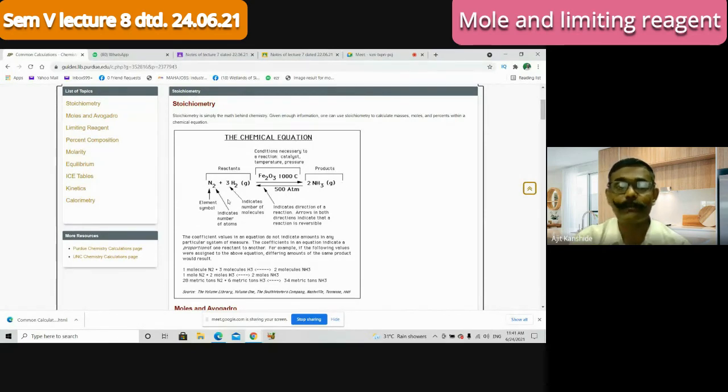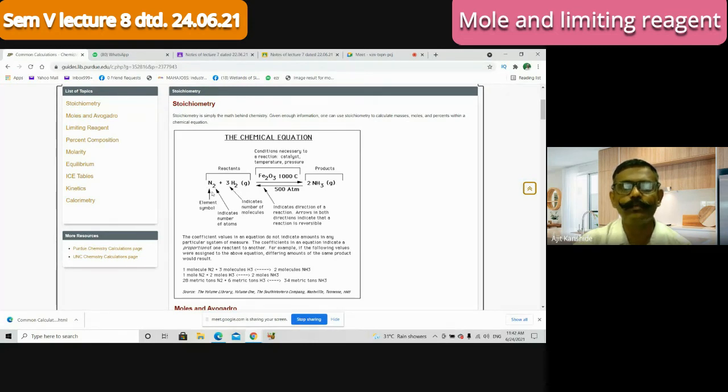If I have some weight of nitrogen, how much quantity of hydrogen I should take, I can calculate because of this reaction, and I can predict how much quantity can be produced. Now let us work. I want help from you. While answering, please talk. You have to answer by unmuting yourself. Here the reactant is nitrogen, N2. I want the molecular weight of nitrogen. Please help.